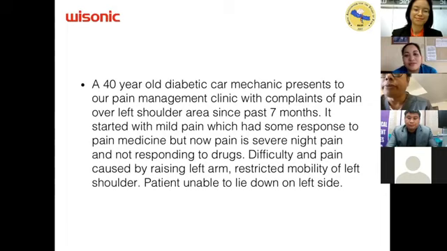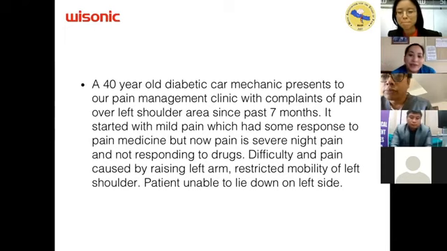This is just to give you a perspective, because I've been talking a long time, and you may have gotten lost in the way. So just to have a perspective on how ultrasound can help us with the diagnosis of pain and treatment. So this is just a case.